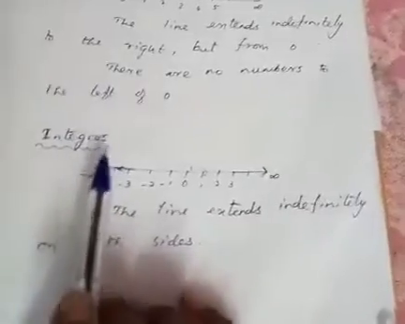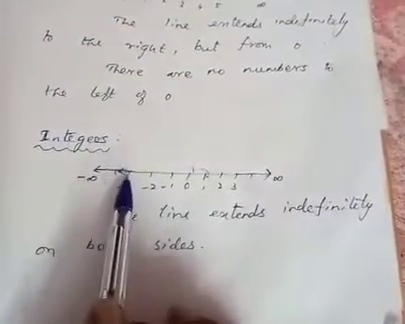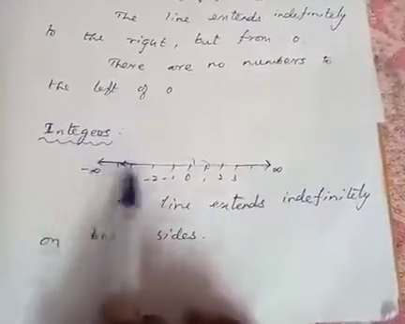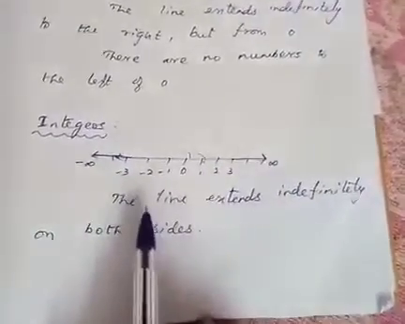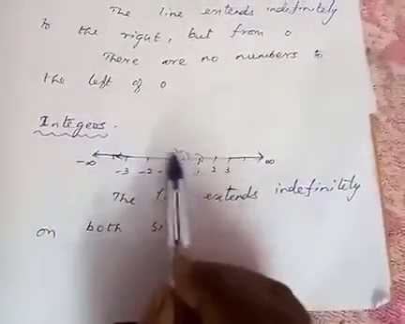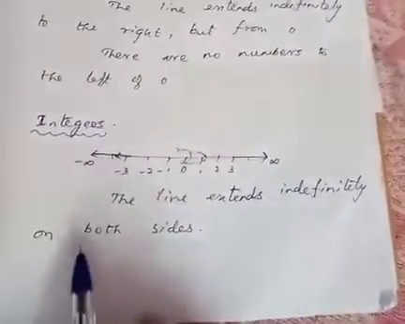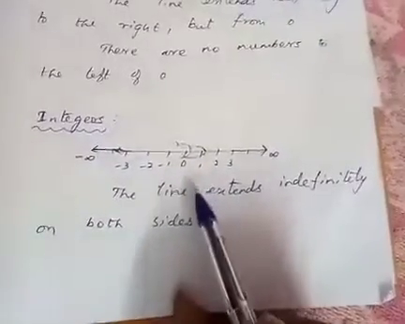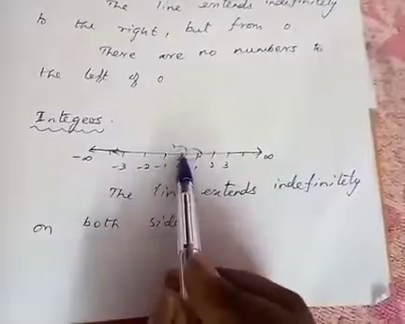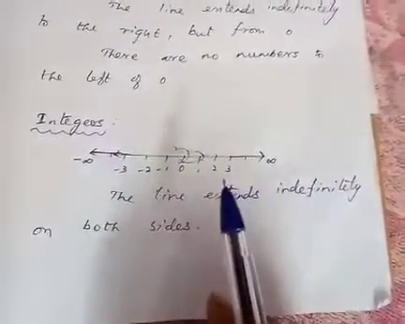The next one is integers. The line extends indefinitely on both sides. Did you see any numbers between -1 and 0, or 0 and 1? No, because these are integers. There are no numbers between -1 and 0, or 0 and 1.